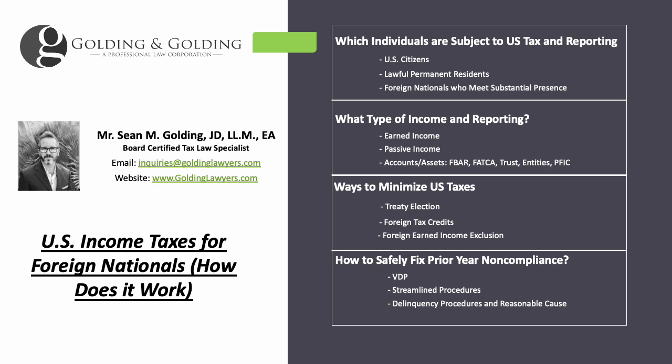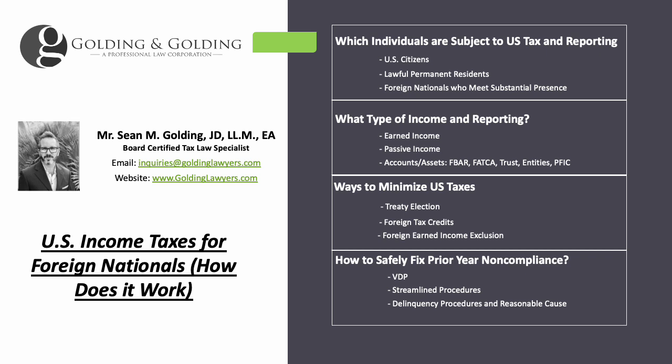So, first things first, which individuals are subject to U.S. tax and reporting? Baseline, we're only dealing with individuals; corporations, trusts, and other sorts of entities may operate differently. There are three main categories: U.S. citizens, lawful permanent residents, and foreign nationals who meet the substantial presence test. The latter category, a lot of people get stuck in that.